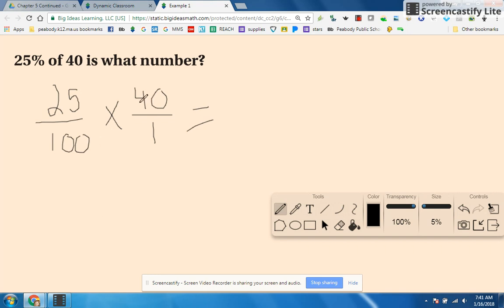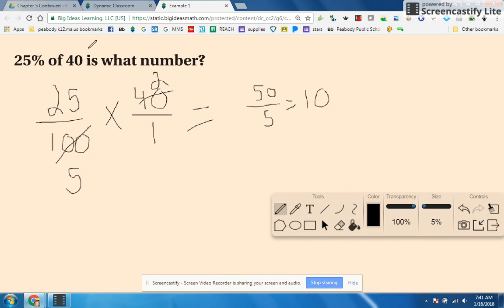I could divide these both by 20. So 40 divided by 20 is 2. 100 divided by 20 is 5. Now I'm going to multiply across. 25 times 2 is 50. 5 times 1 is 5. I mean, you can leave it improper, but this one's easy enough to do. 50 divided by 5 is 10.